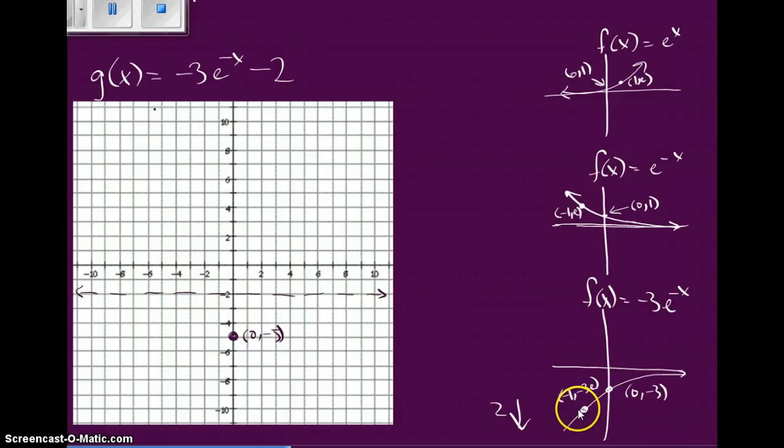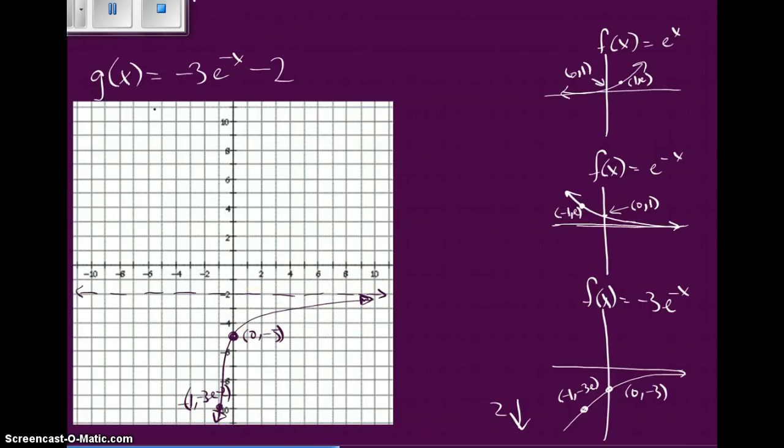And then this point will become (negative 1, negative 3e minus 2). e is about 2.7, so 3e is about 8. So this is going to be very close to (negative 1, negative 10). Not exactly, but close. And you can see this graph goes down very quickly, and then it goes up towards this horizontal asymptote.